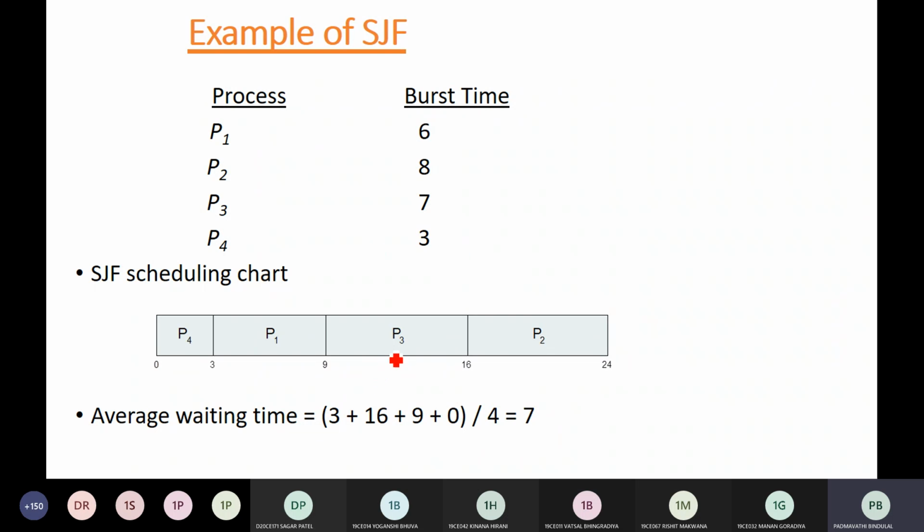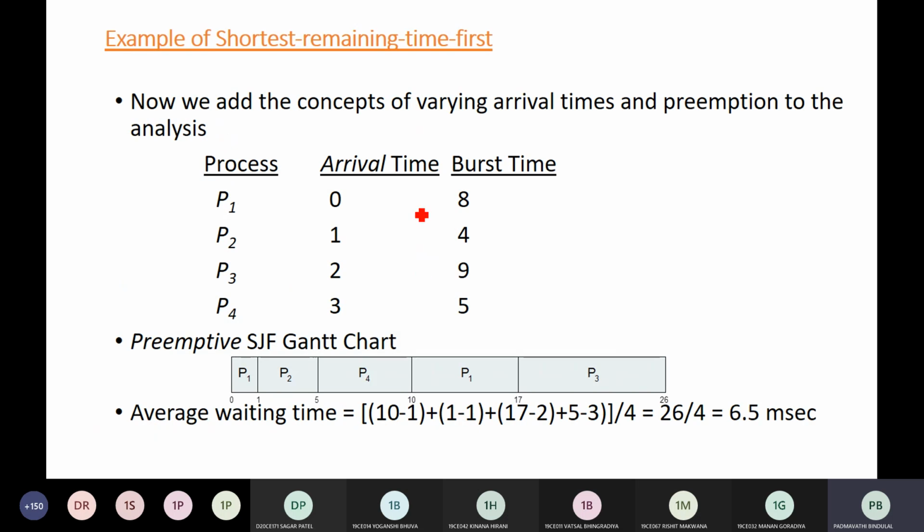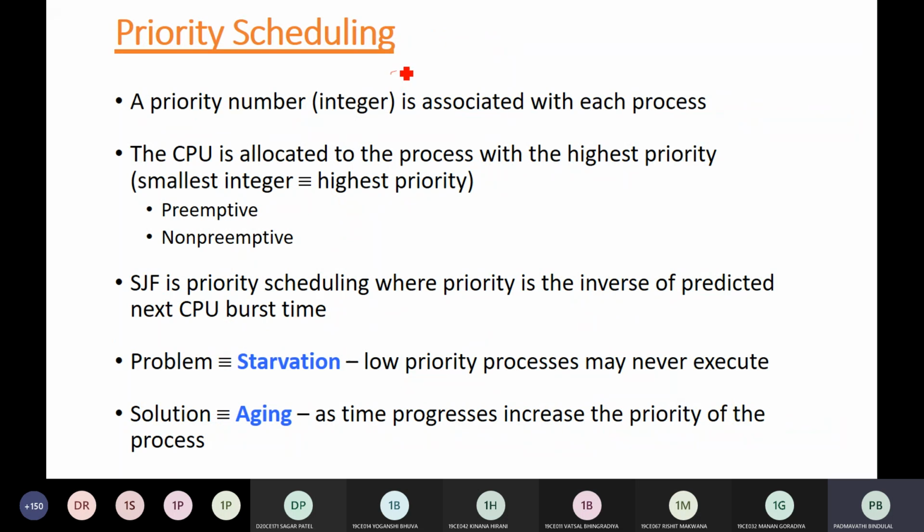So this is one example. Whatever examples I have shown in the PPT here are taken from Galvin, so you can refer to that. In all the cases, they have taken the arrival time as 0, so it will be quite easy for you to calculate. Another variation, with arrival time and with preemption, shortest remaining time first, we have also shown.